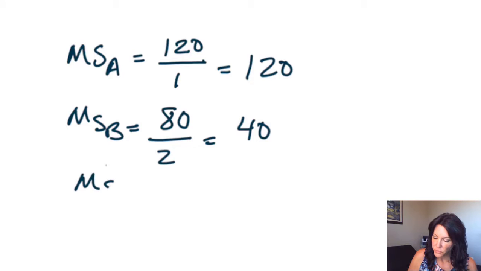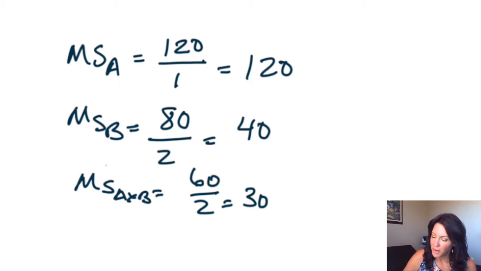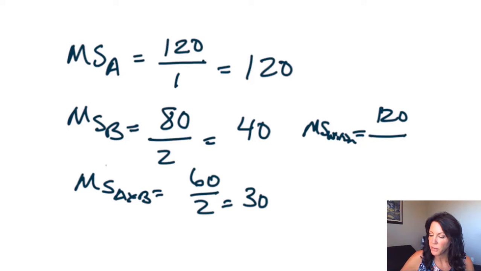The mean squares for the interaction, we had sums of squares of 60 divided by 2 gives us 30. We're not done though, because we need to find the mean squares within. And that's found by taking the sum of squares of 120 divided by the degrees of freedom for mean squares within of 24, which gives us a mean squares within of 5.